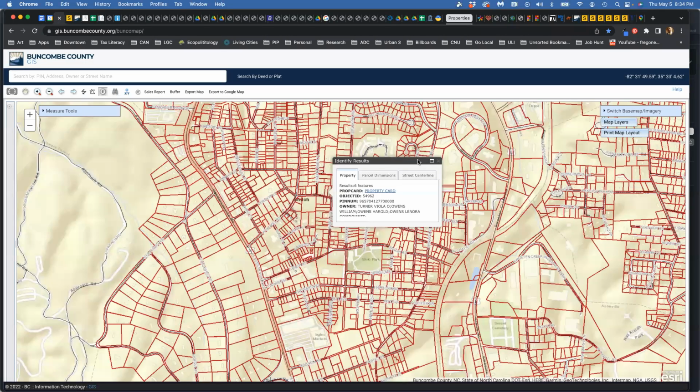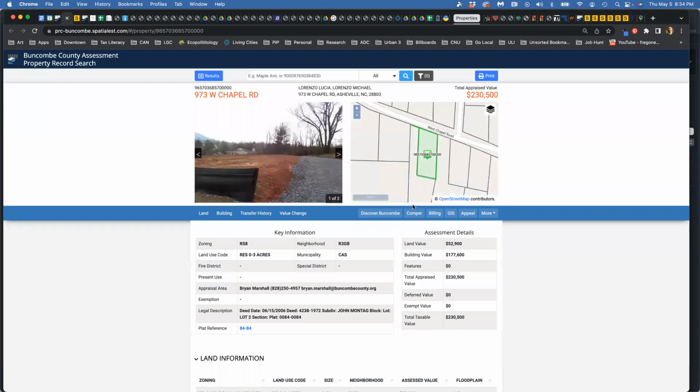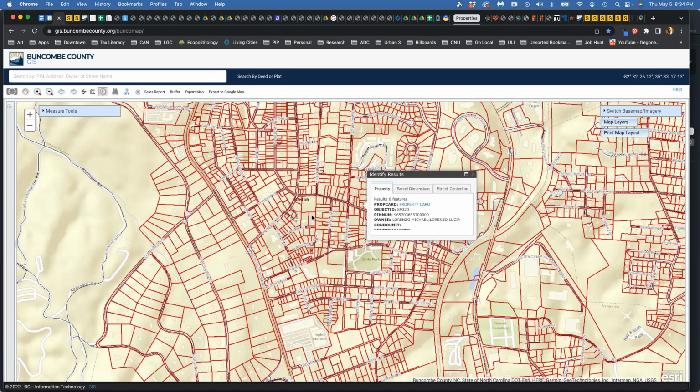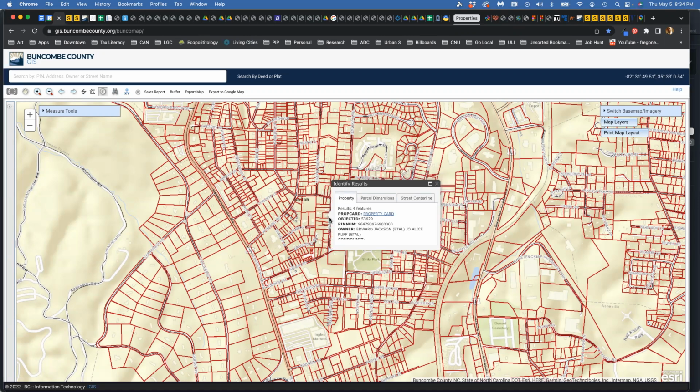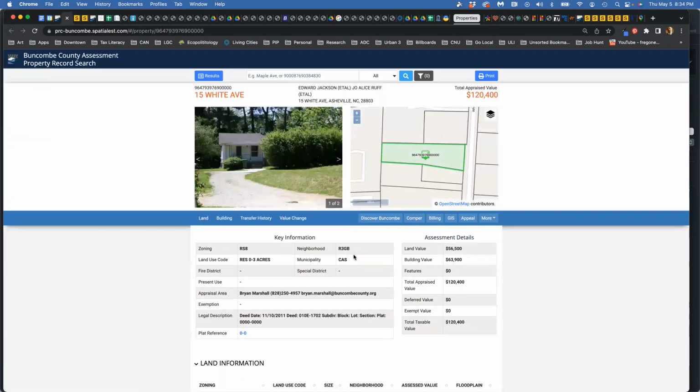But as you poke around, let's try to grab another one in here. Let's see this. Oh, that's a new one. We don't want to look at a new one. We want to find people that have been around for a while. Okay, so here's one, land value 56, building value 63.